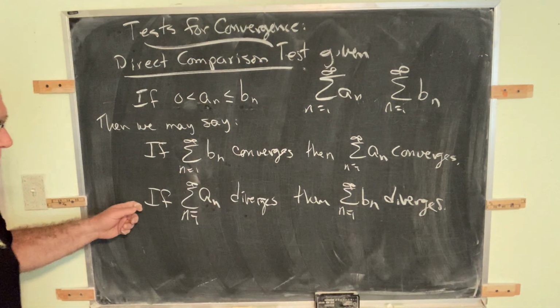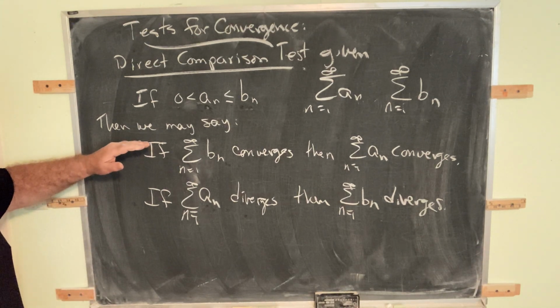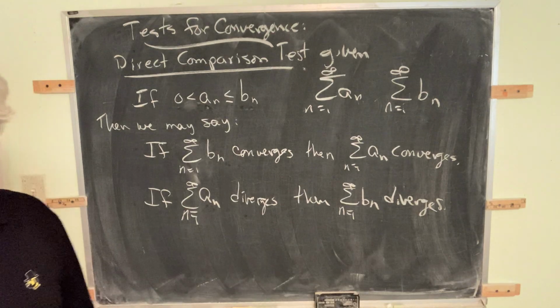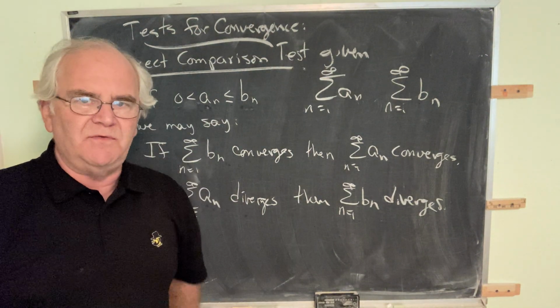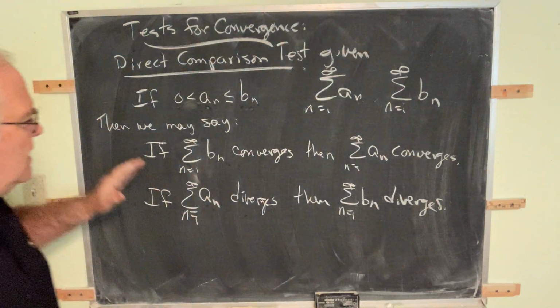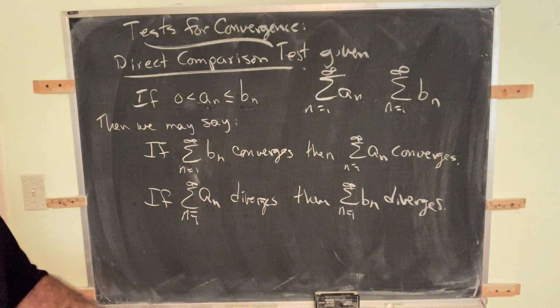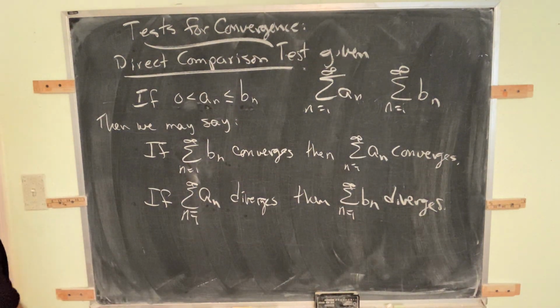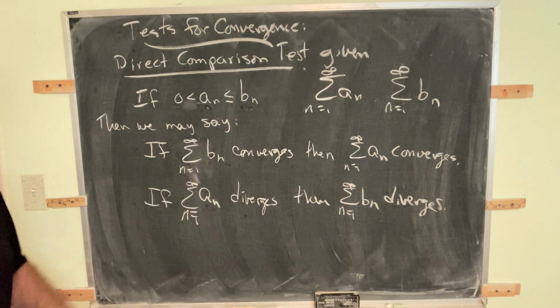Actually, this is just a contrapositive of this statement, if you know what that means. But if you don't, that's fine. And so that's the direct comparison test, if you're directly comparing the behavior of two series. It turns out, now this is not brutally challenging to prove, and it involves sort of the flavor of a squeezing theorem argument. So we will simply accept the direct comparison test as accurate.